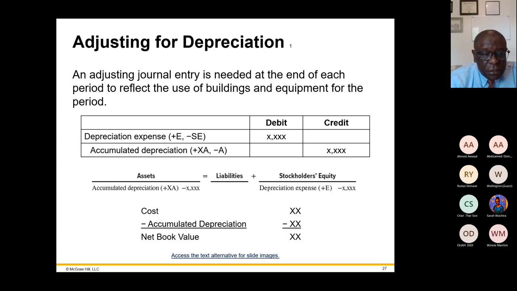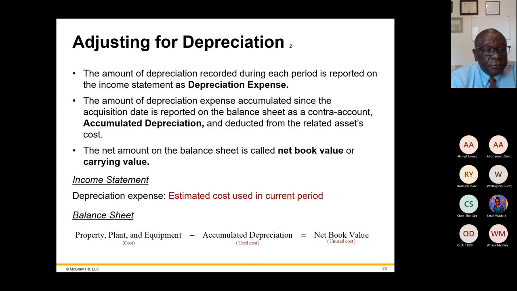Okay, we'll go past this. Depreciation and expense. You can go through that again. The adjustment process, income and balance sheet. We talked about that already.